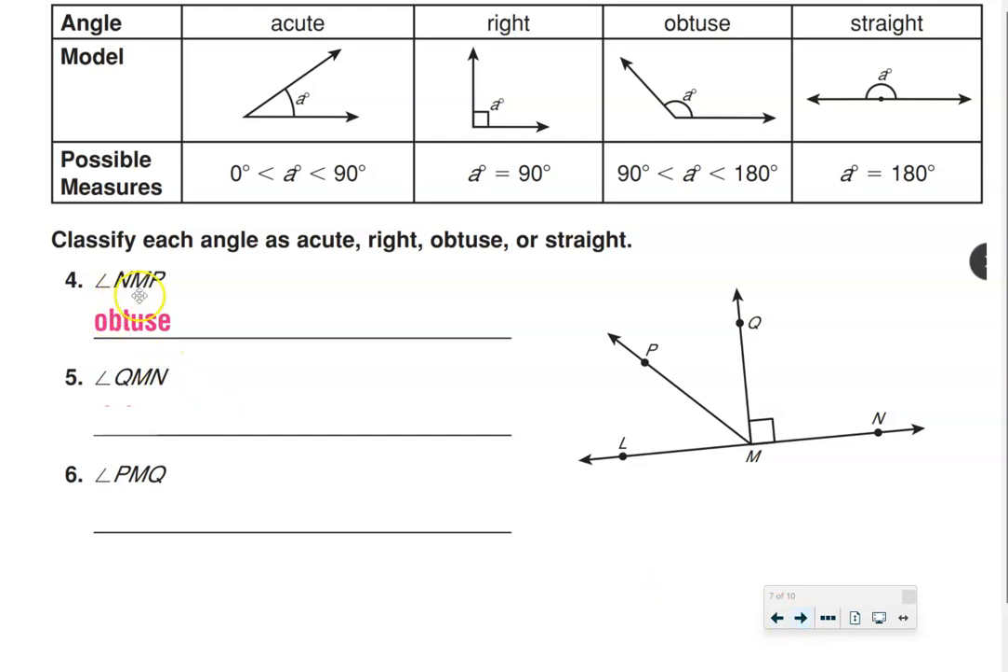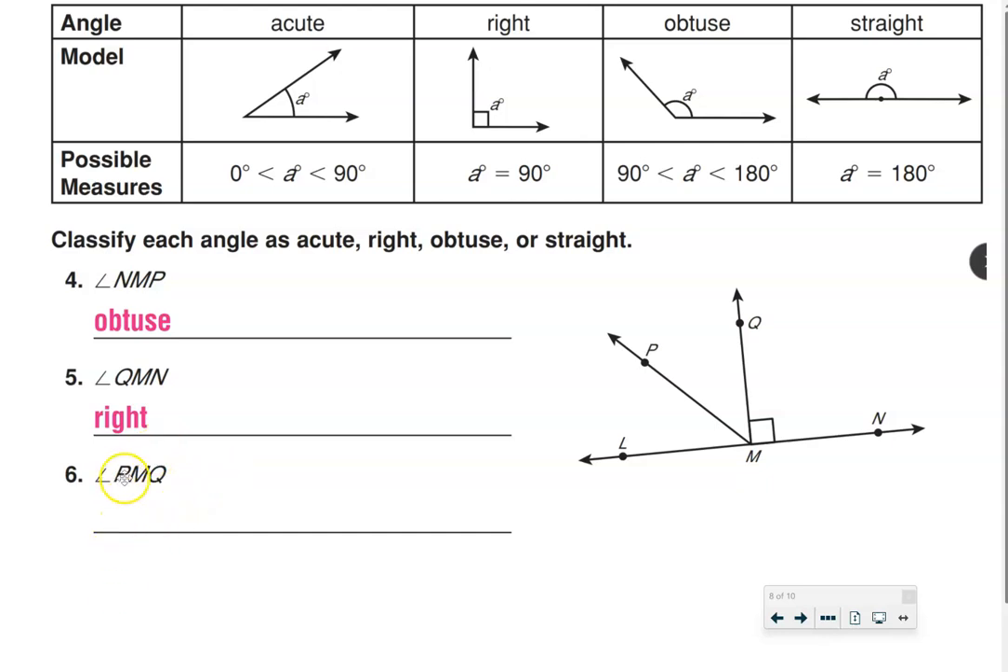Okay, NMP. NMP is an obtuse angle. It's bigger than 90. See that? QMN. QMN is a 90-degree angle. So that's a right angle.